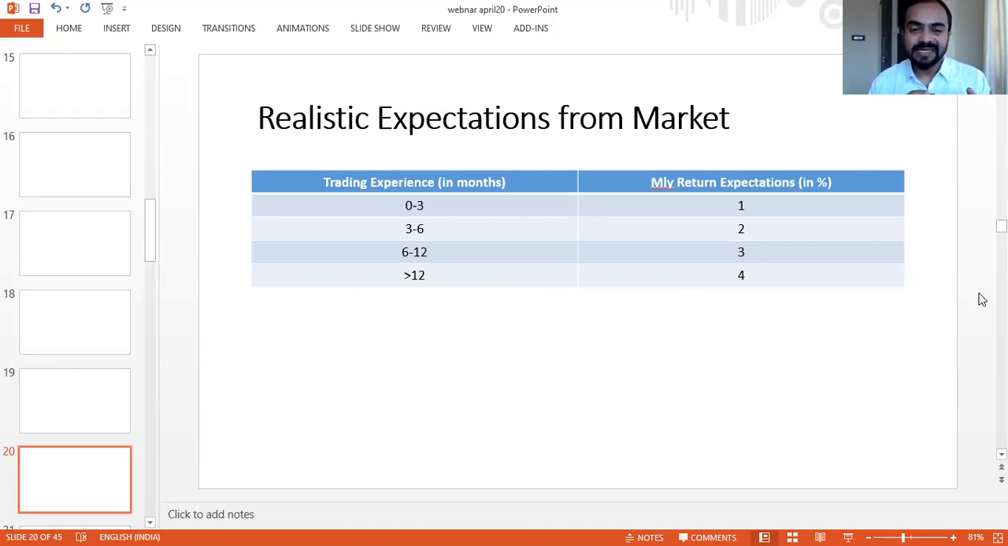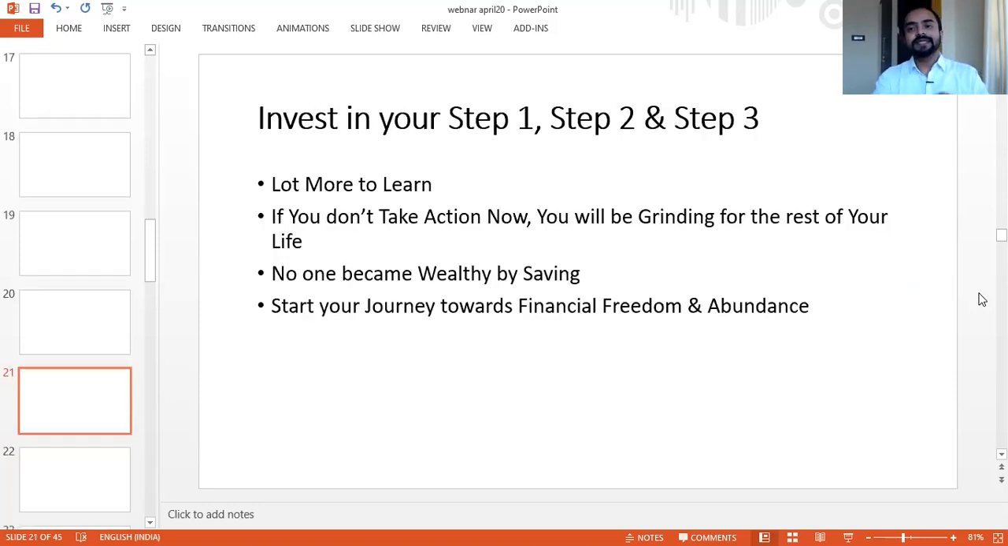When your experience is 3 to 6 months, you can increase your expectation to 2% per month. And if your experience is 6 to 12 months, then you can increase your expectation to 3% per month from trading. And if you have more than 1 year of experience in trading, then your expectation can be 4% per month from trading. So this should be the realistic expectation you should have from market. Now, these are the 3 steps which are necessary to become profitable in trading.